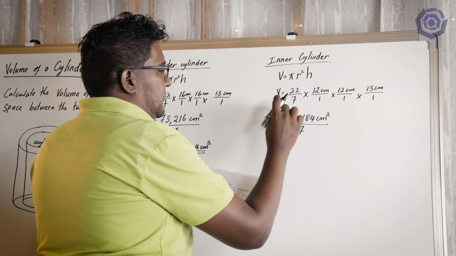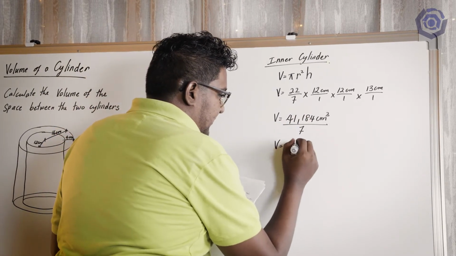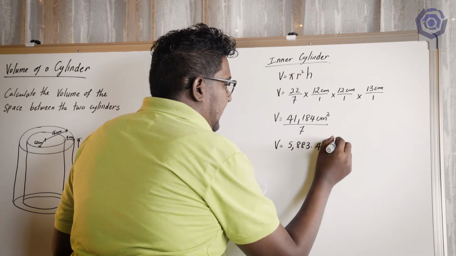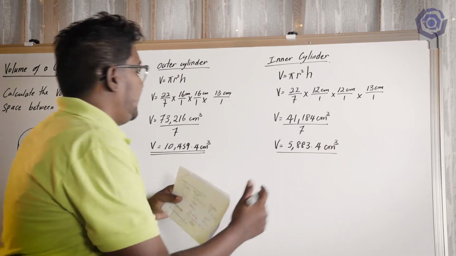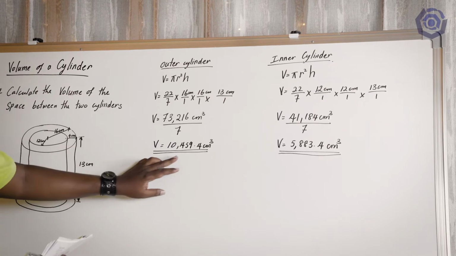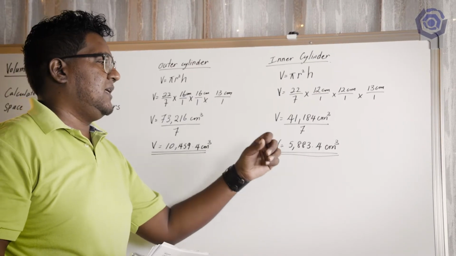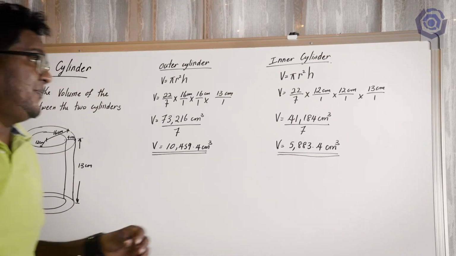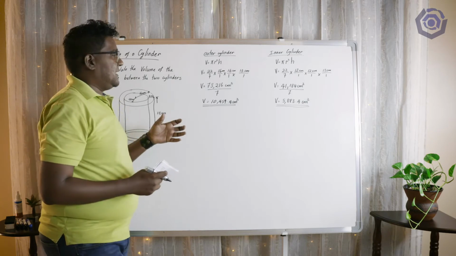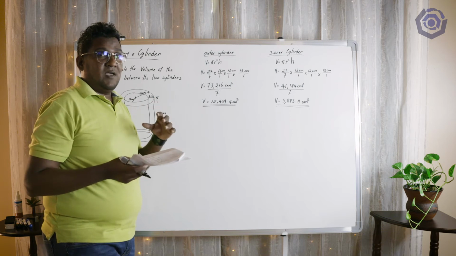The volume is equal to 41,184 divided by 7, which is 5,883.4 cm cubed. So the outer cylinder is 10,459.4 cm cubed and the inner cylinder is 5,883.4 cm cubed. Remember when we did compound complex shapes, we said that to find the area of the shaded region is usually the bigger shape subtract the smaller shape.